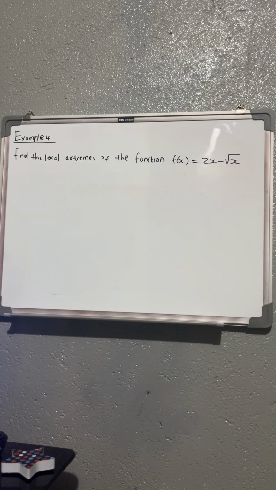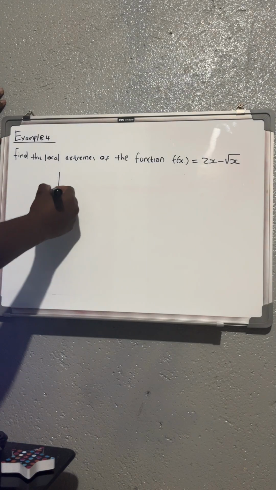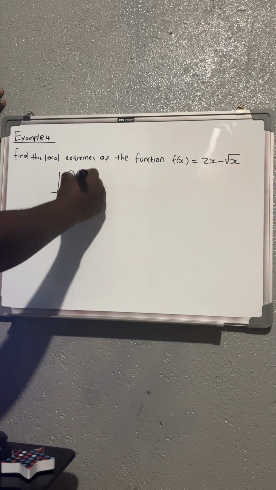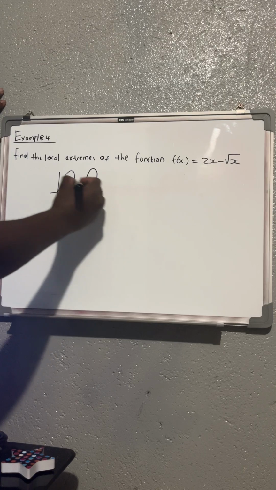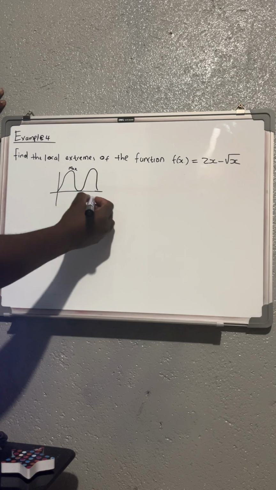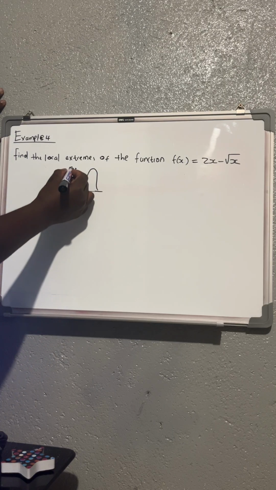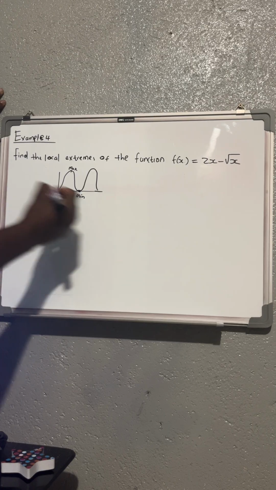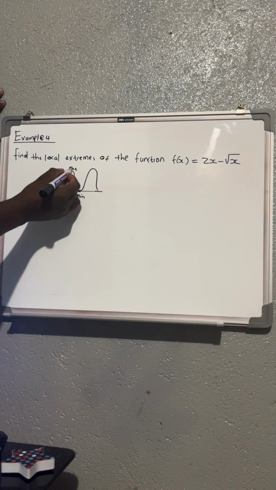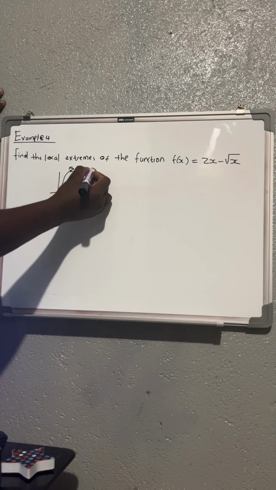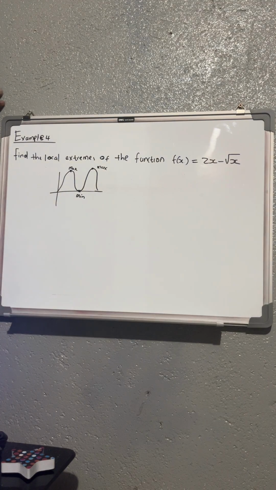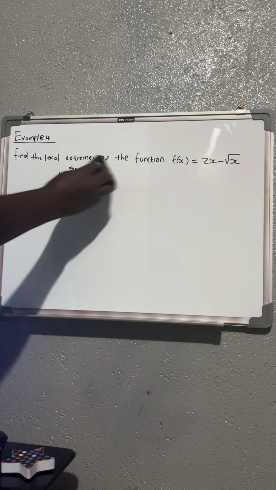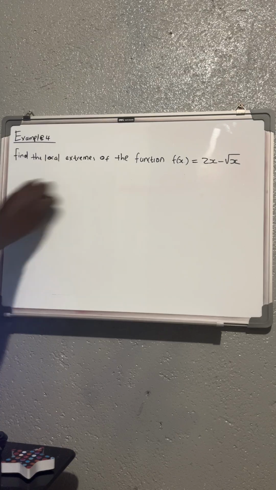So in this video, we're going to be looking at your local extremes. They basically just want you to tell them where our graph is at maximum or where our graph is at minimum. So here you definitely have your maximum, your minimum, and here you're going to have your maximum. Those are some of the things that they want you to tell them.